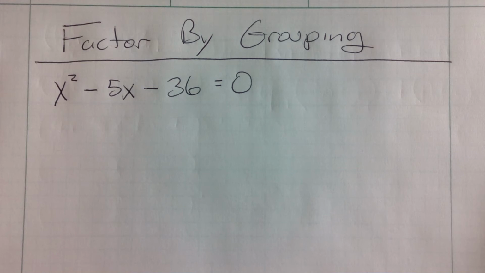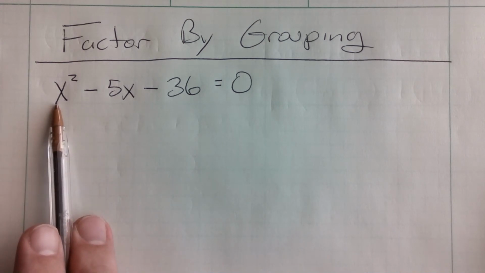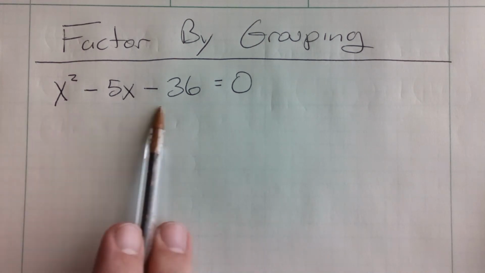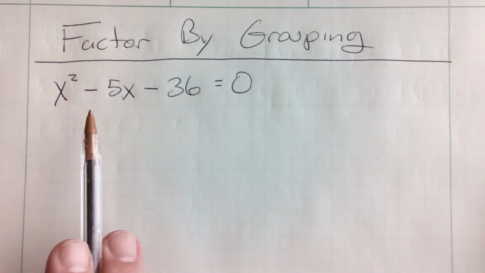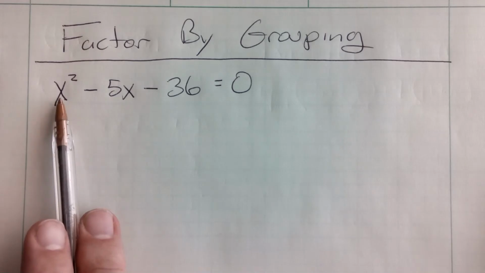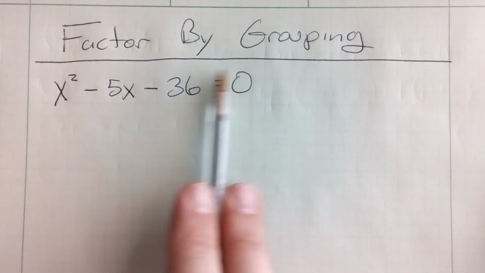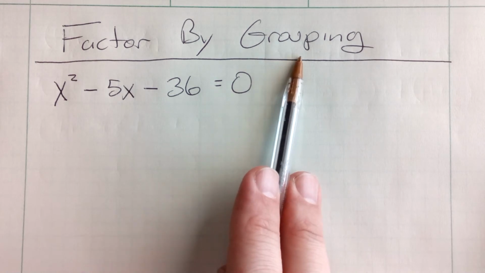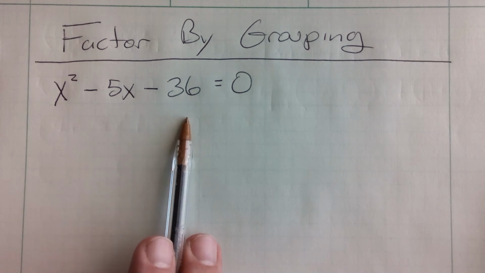Welcome. We have learned to factor simple quadratics with a leading coefficient of 1. And now we want to be able to solve the quadratic when it's set equal to 0. And we're going to go into quadratics that do not have a leading coefficient of 1, which we'll have to factor by a method called factor by grouping. But let's review factoring a simple quadratic.